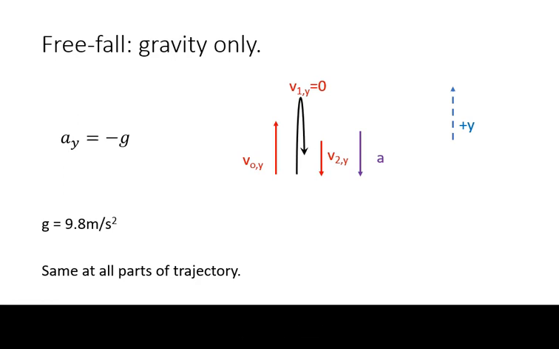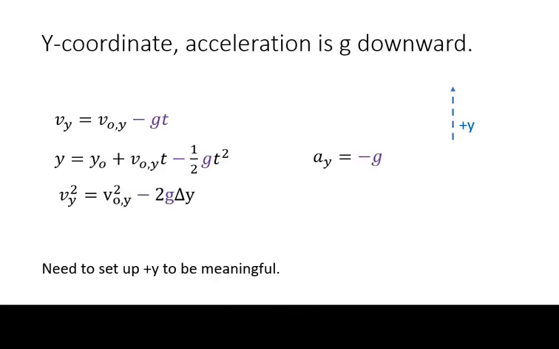It is downward and near the surface of the Earth has a constant magnitude of 9.8 meters per second squared. Based on this definition, we can set up our kinematic equations in the y coordinate with the vertical acceleration being negative g.